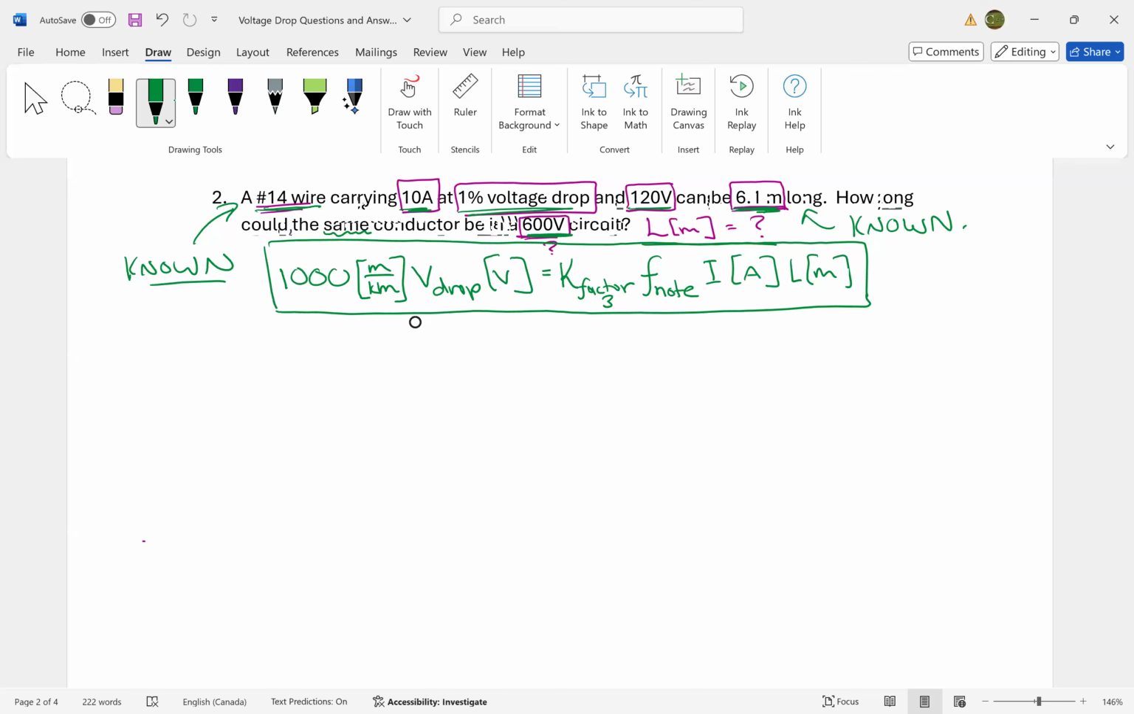And we know, in this case, the length, 6.1 meters, if the current is 10 amps. Of course, we know F, because that's going to be 2, and we know the voltage drop is 1%. Then we can solve for the K factor. So from here, we can find the K factor that contributed to that 6.1 meters. And then we can use that same K factor, because it's the same conductor, in figuring what it would be in a 600 volt circuit. From here, we can find K for this conductor.